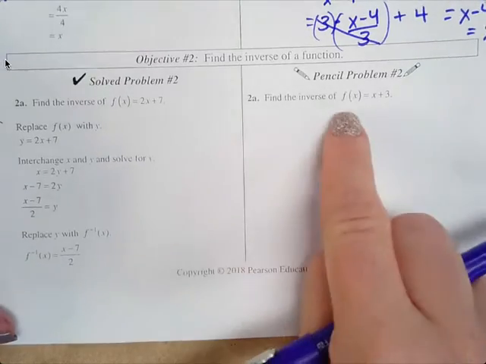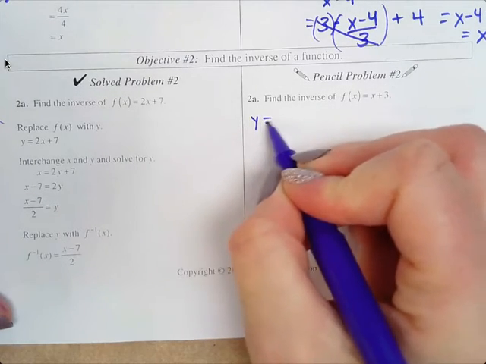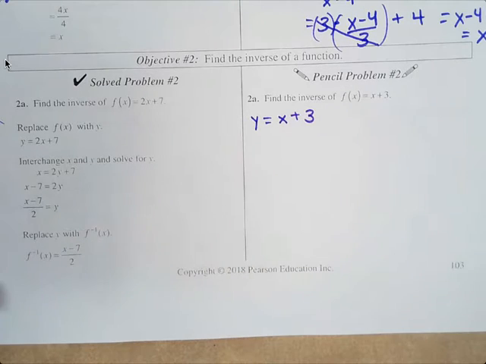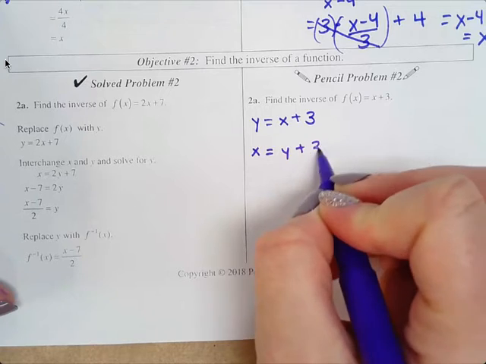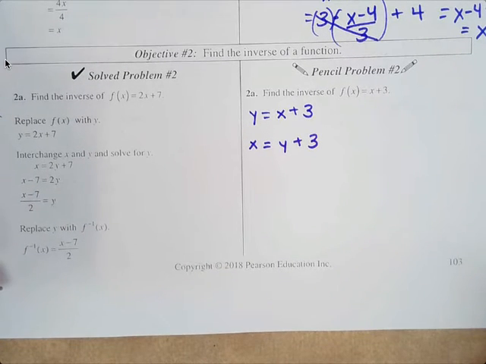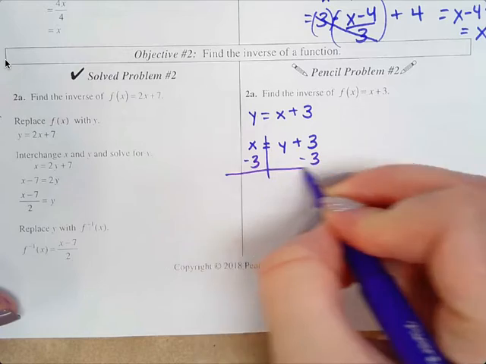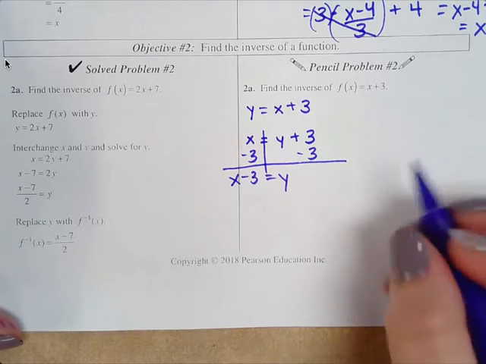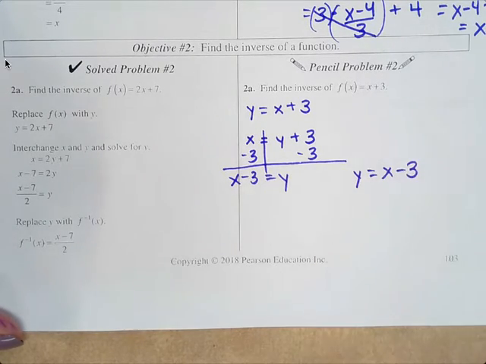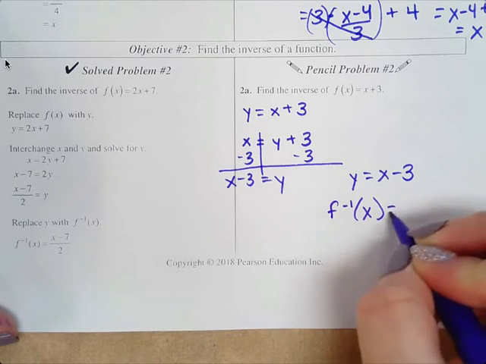So we'll actually do this problem. We have f of x equals x plus 3. So we're going to replace f of x with y. So y equals x plus 3. And then switch x and y. So we are going to do x equals y plus 3. And then solve for y. I'm going to rewrite it where it says y equals x minus 3. And now replace y with f negative 1 of x equals x minus 3.